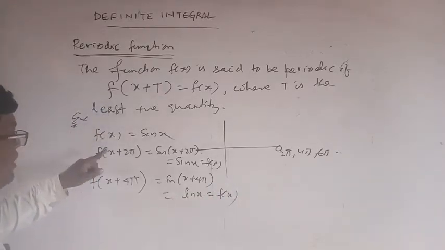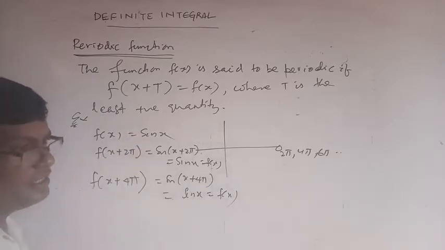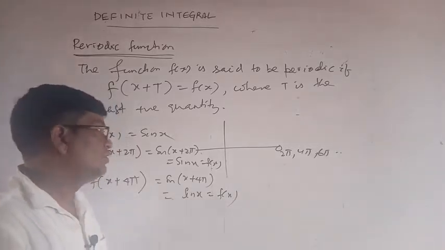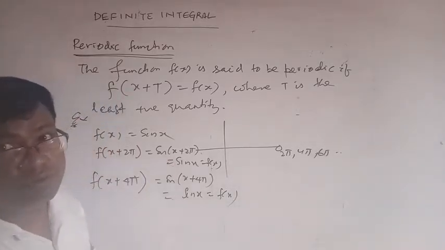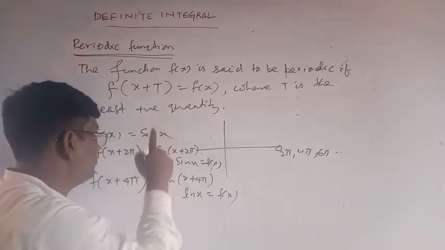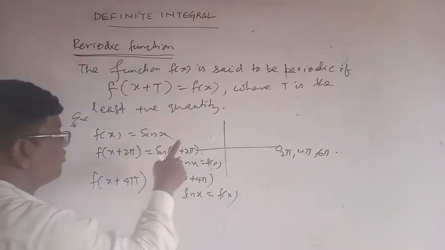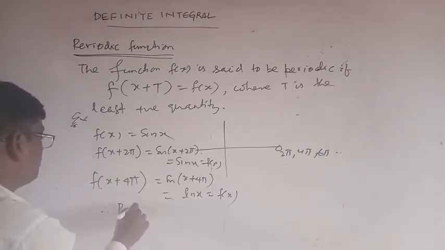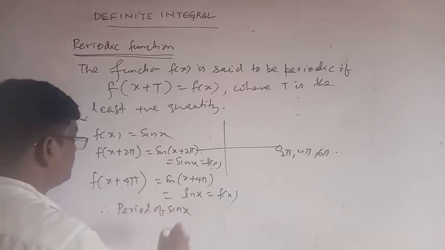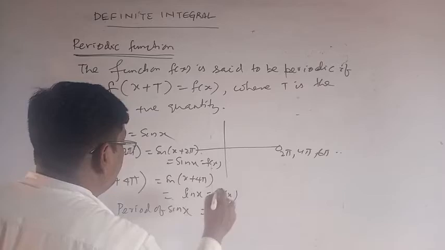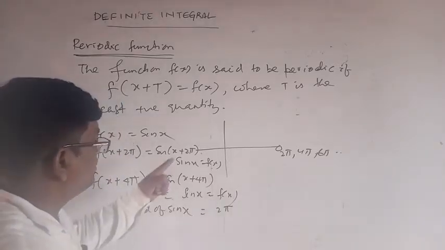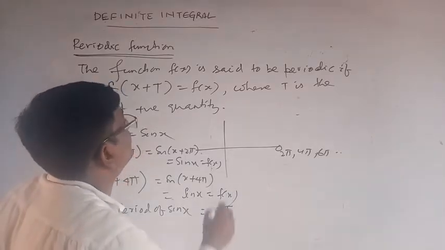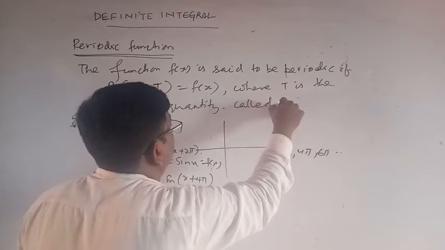Similarly, sin of 2 pi plus x is equal to sin of 4 pi plus x is equal to sin of 6 pi plus x is equal to sin of 8 pi plus x. Therefore the period of sin x is equal to 2 pi. One thing to notice: this is suppose t, the least positive quantity, called the period.